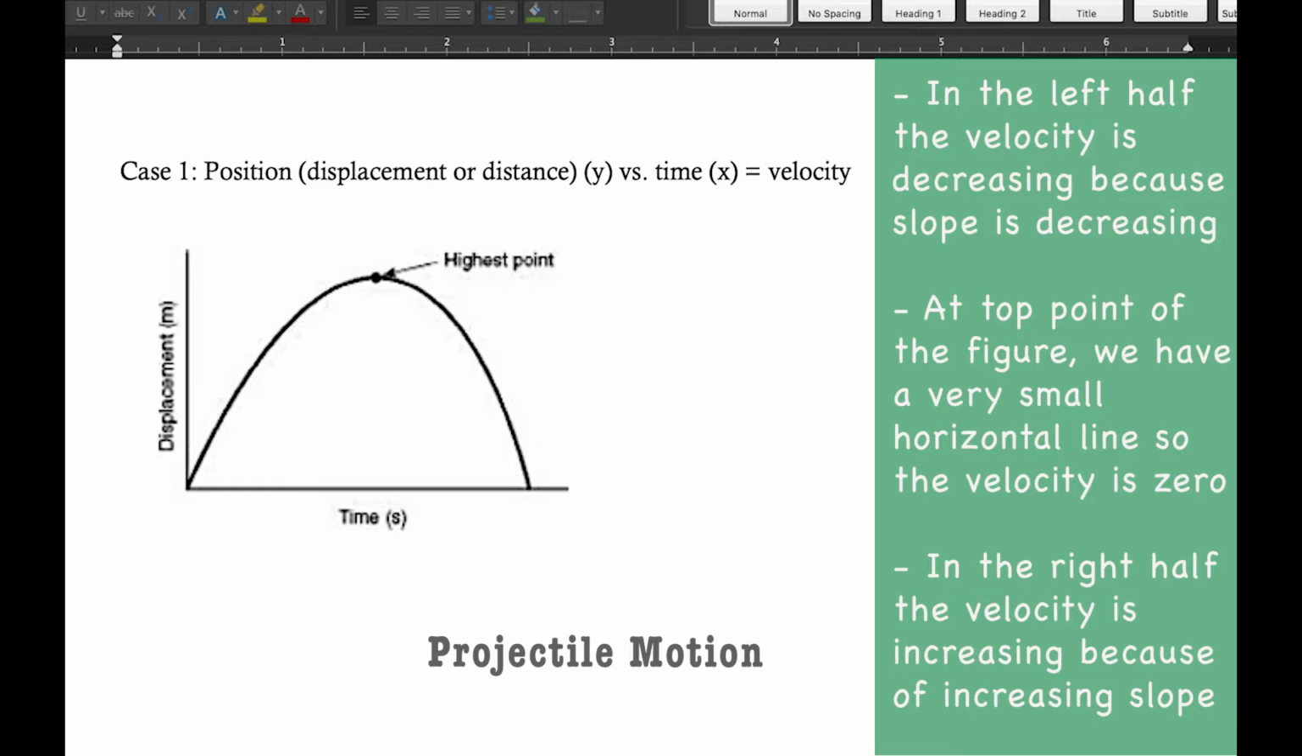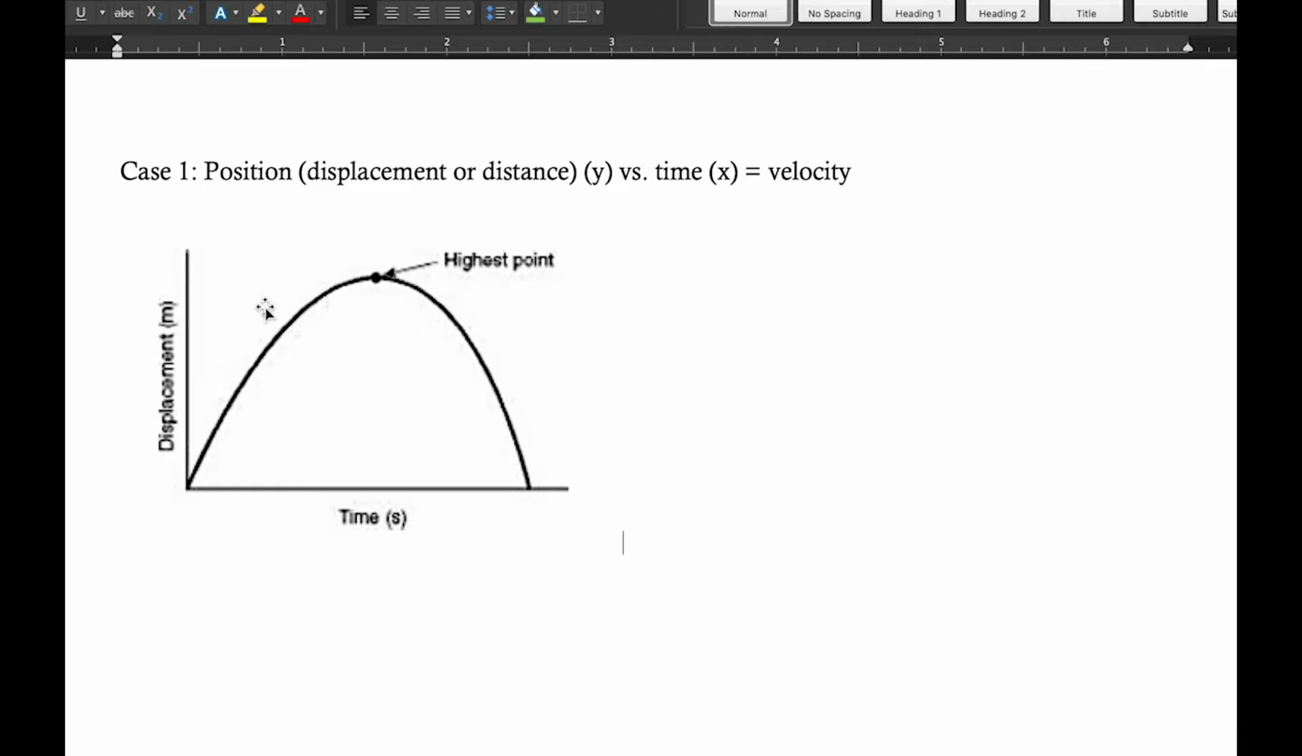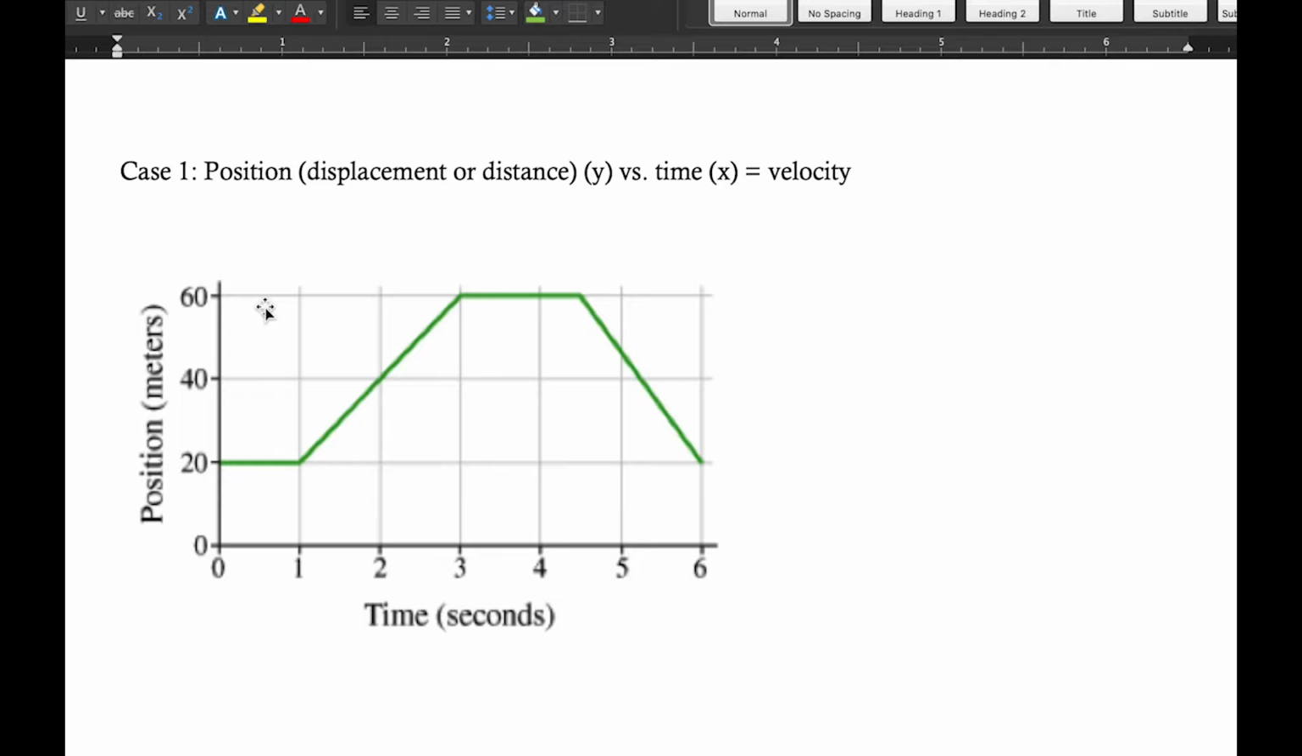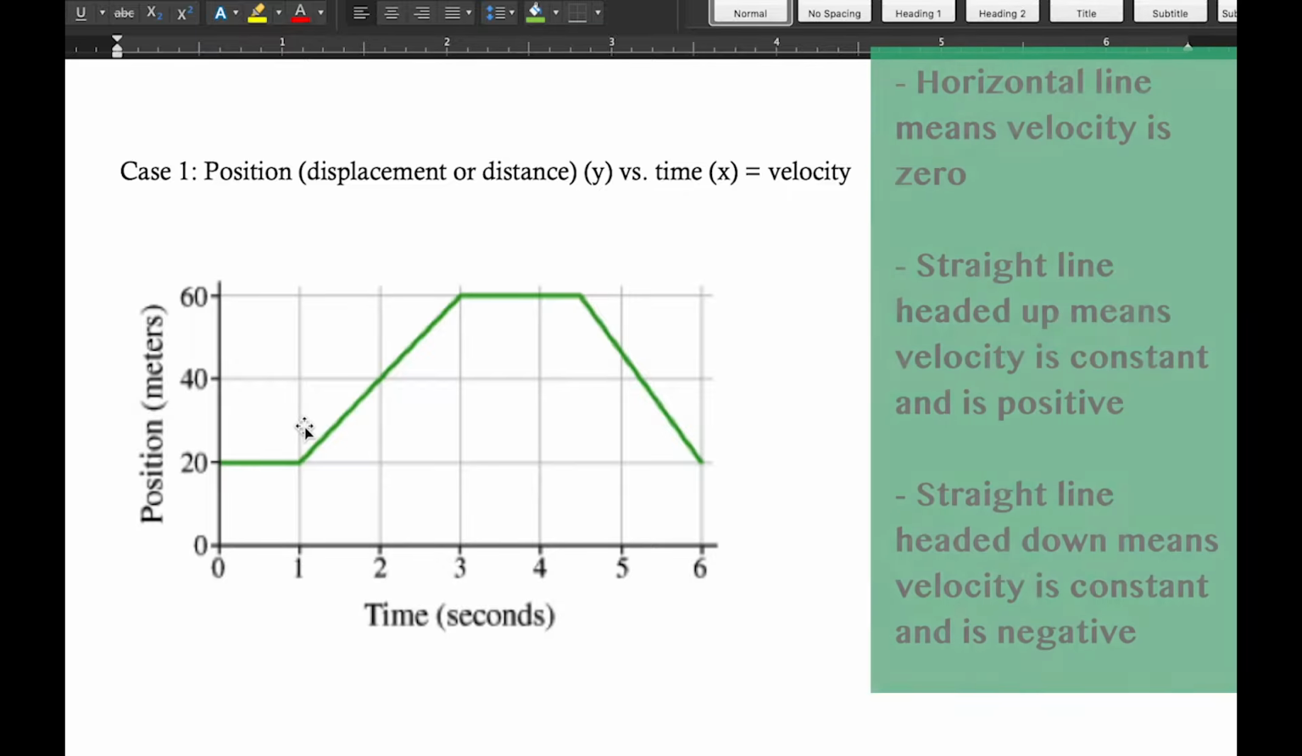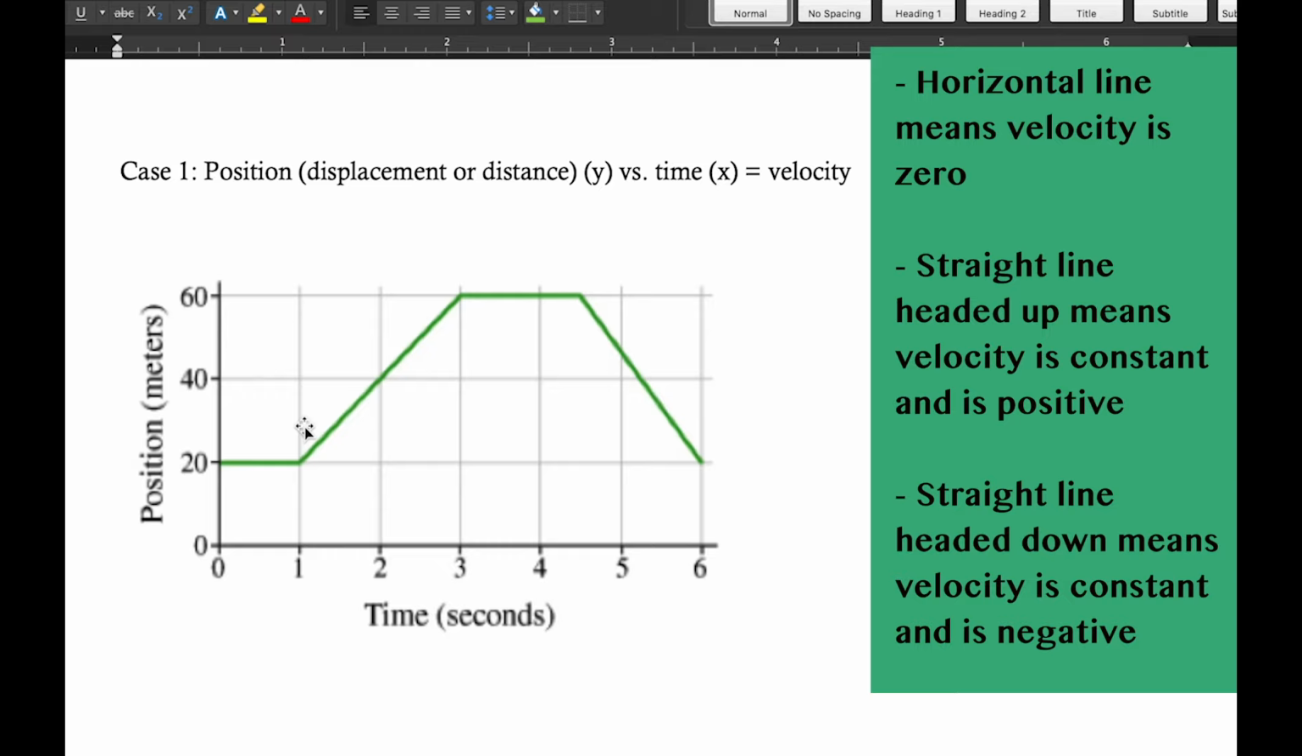Let's go ahead and take another figure. Position versus time again, which means I have velocity here. A straight horizontal line means a zero velocity. Then we have a straight line that is not horizontal and it's heading up. Because it's a straight line heading up, this means that we have a positive velocity, but it's a constant velocity. And in terms of figures, if you have a constant velocity, you must have a zero acceleration.